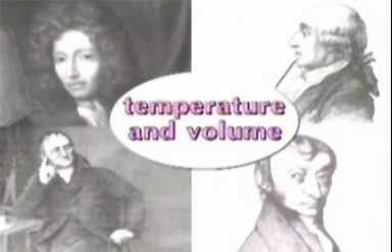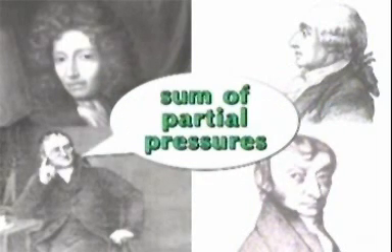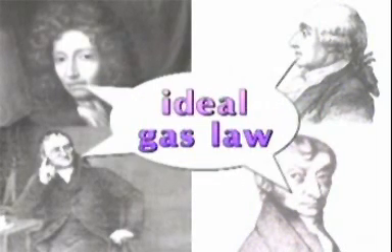All of these laws deal only with the four variables: pressure, volume, temperature, and amount of the gas. Chemists have been able to combine these laws into a formula called the ideal gas law, which is a powerful tool that can predict the behavior of gases under various conditions.